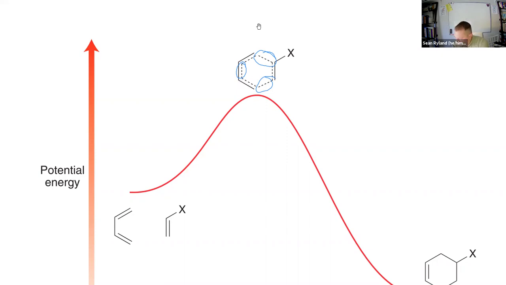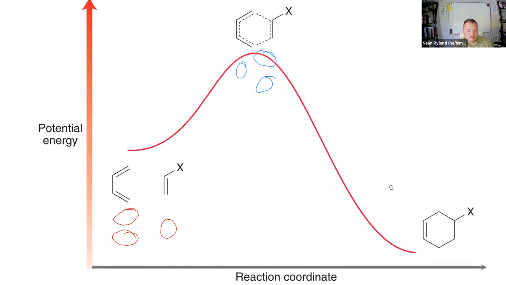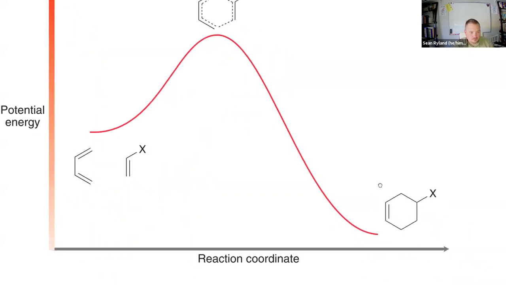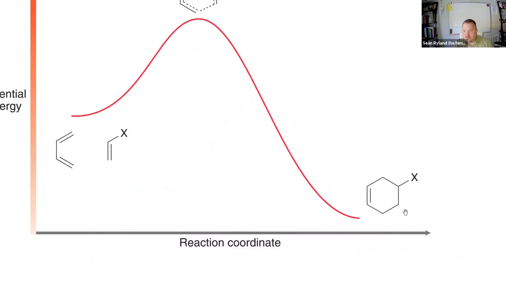And the bonds that are being broken are the original pi bonds. So these bonds are all going away. All these pi bonds are going away, and we're turning them into the blue bonds that are drawn here. And so then our final product is going to look like this.